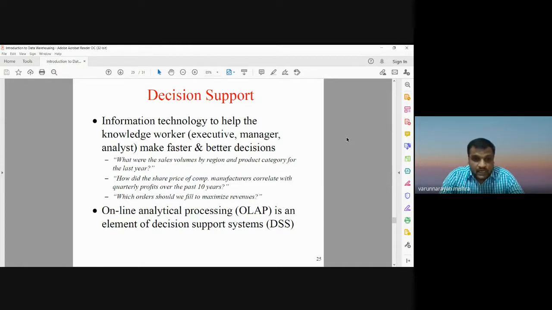So online analytical processing is a component of the decision support system. You can use this kind of processing at the warehouse for making any decision; it is considered an important element of the decision support system, that is DSS. Okay, so this is all about the decision support system.